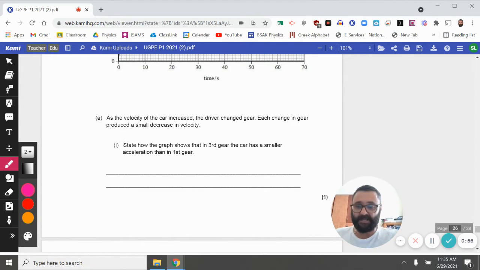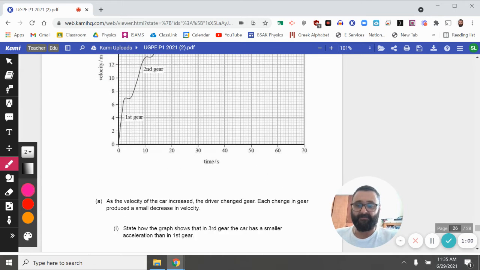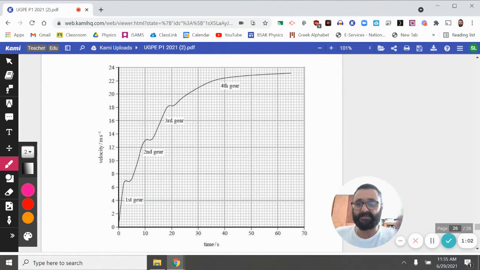State how the graph shows that third gear has a smaller acceleration than in first. For a velocity time graph, acceleration is the gradient. So the gradient for third gear on average is less than the gradient for first gear. That's as simple as it gets.